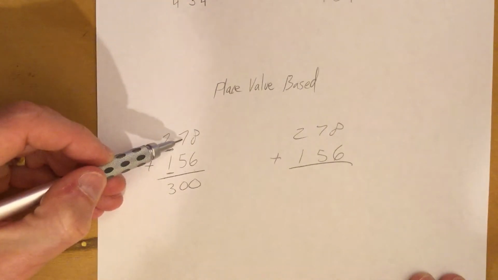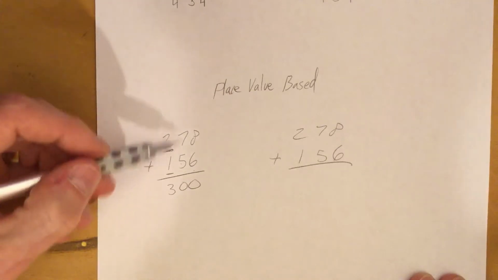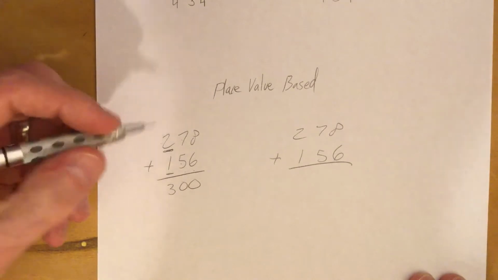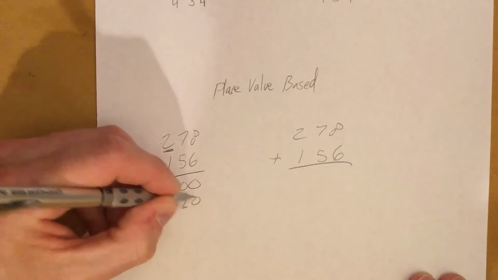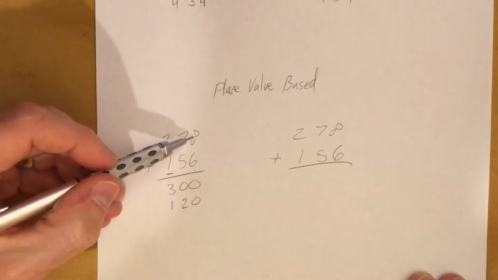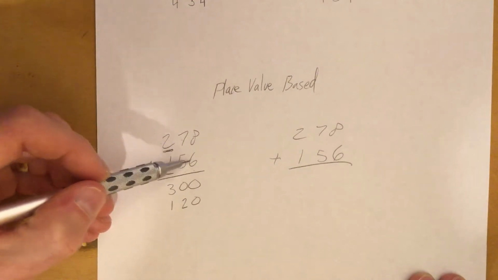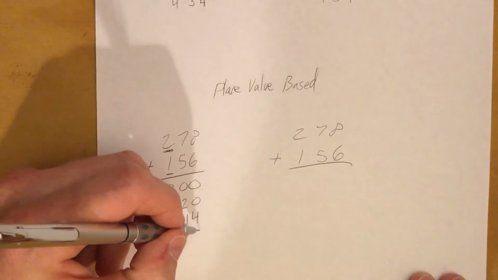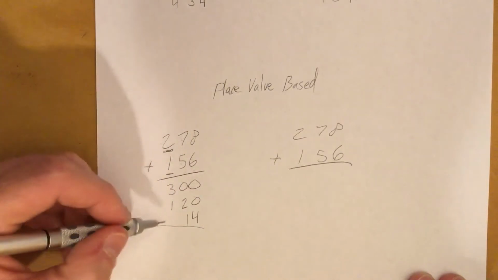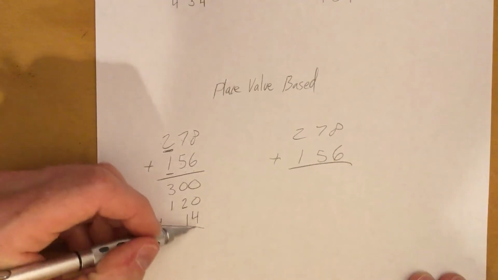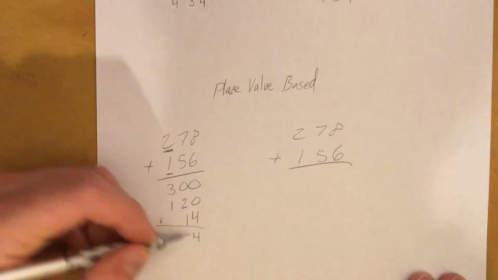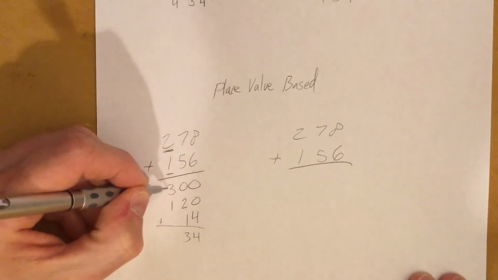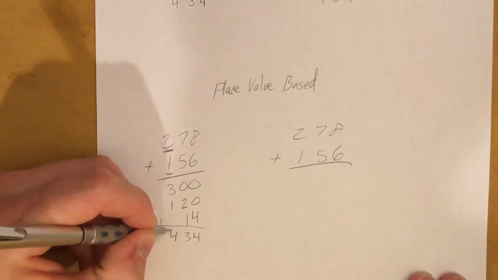And then we have the 7 and the 5, but once again, based on place value, that's 70 plus 50, which is 120. And then we have our 8 plus 6, which is our 14. And we kind of add it all back up, so 0, 0 plus 4 equals 4, 0 plus 2 plus 1 equals 3, and then 3 plus 1 equals 4.